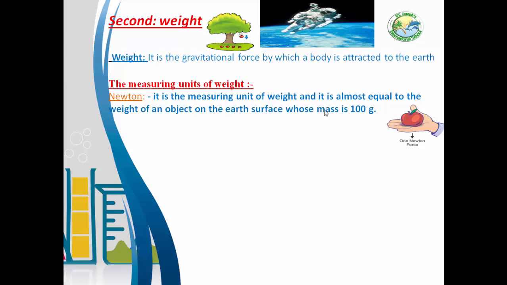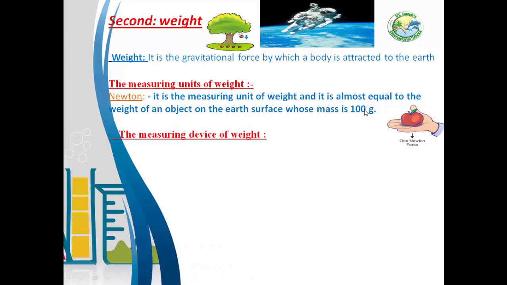If we have an apple whose mass is 200 grams, can you measure its weight? Yes. Its mass is 200 grams, so its weight is 2 Newton, because one Newton equals the weight of an object whose mass is 100 grams.